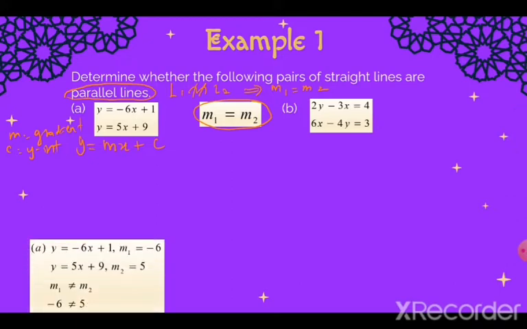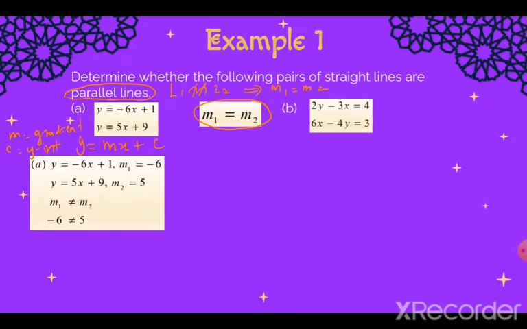Okay, so from y equals negative 6x plus 1, we can compare with this one. We can say that our gradient is negative 6. The same goes for y equals 5x plus 9. Since the gradient is the coefficient of x, the coefficient of x for the second line is 5. So we say that our gradient for the second line is 5.